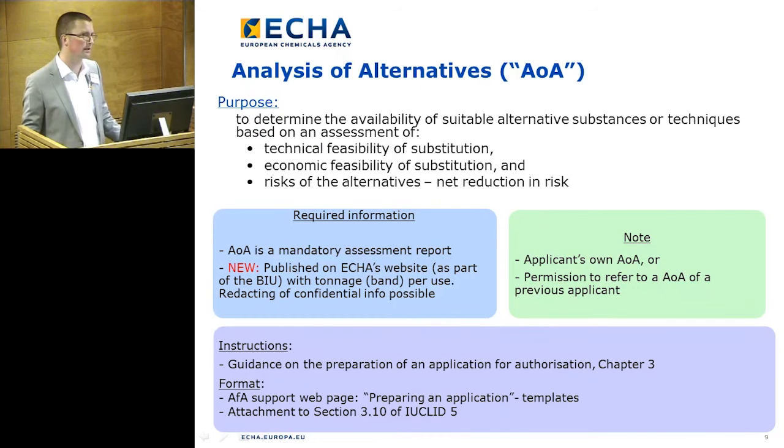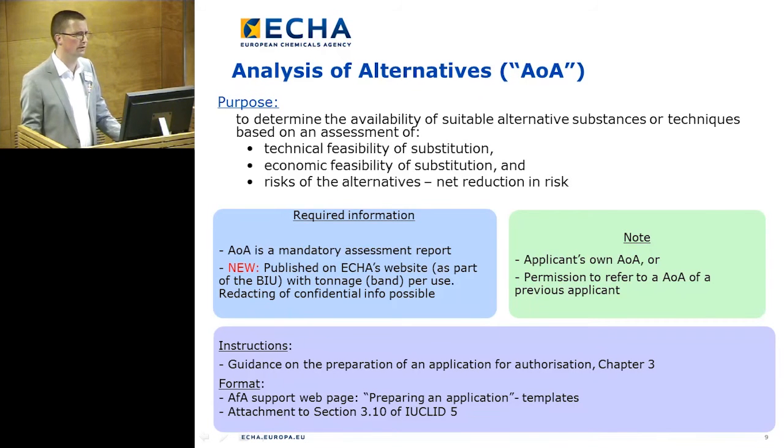Then coming to the analysis of alternatives, or what we call here the AoA. The purpose is again to determine the availability of suitable alternatives, substances or techniques, based on an assessment of the technical feasibility of substitution, economical feasibility of substitution, and the risks of the alternatives. Demonstrate there's a net reduction in risk.